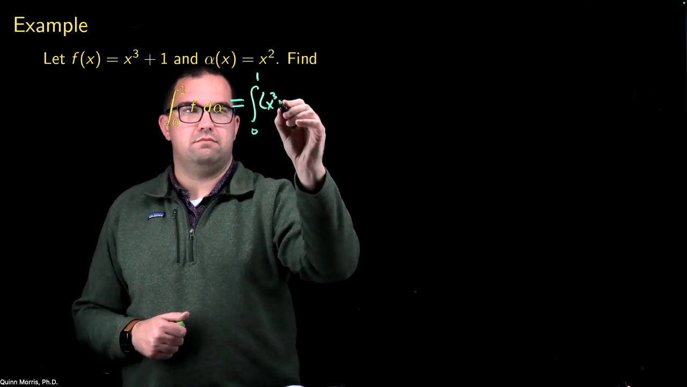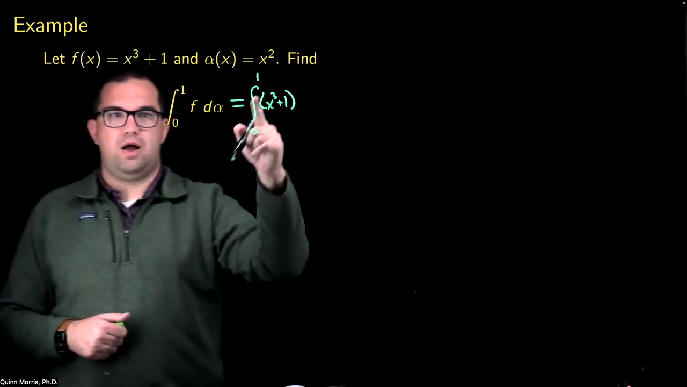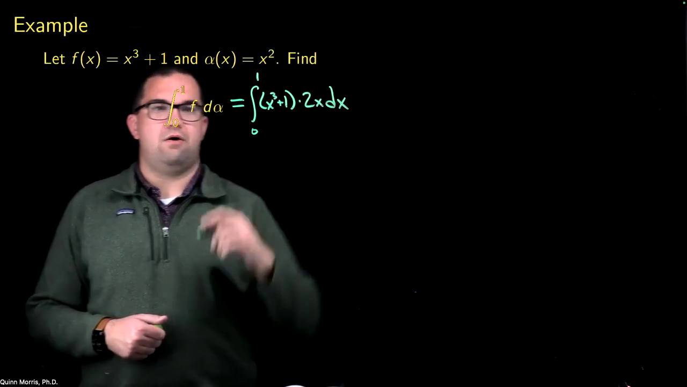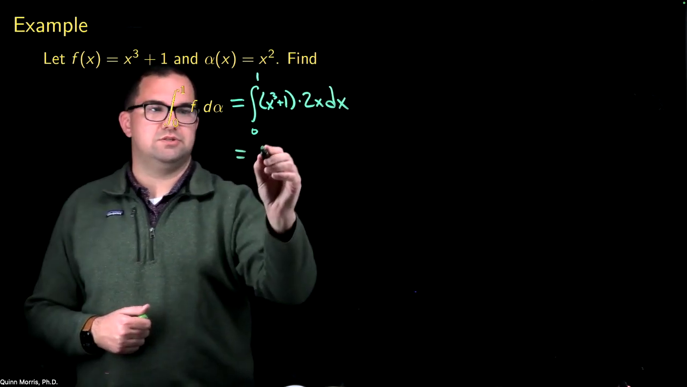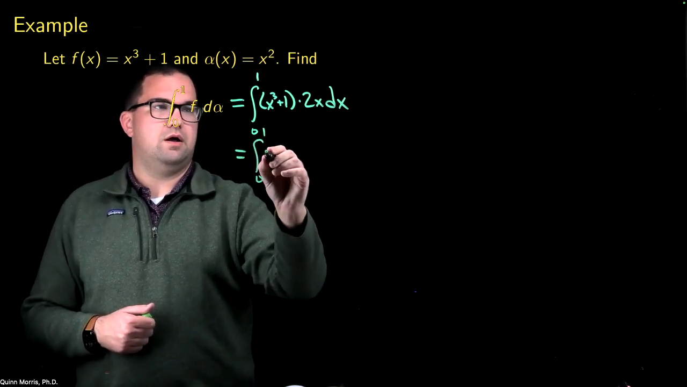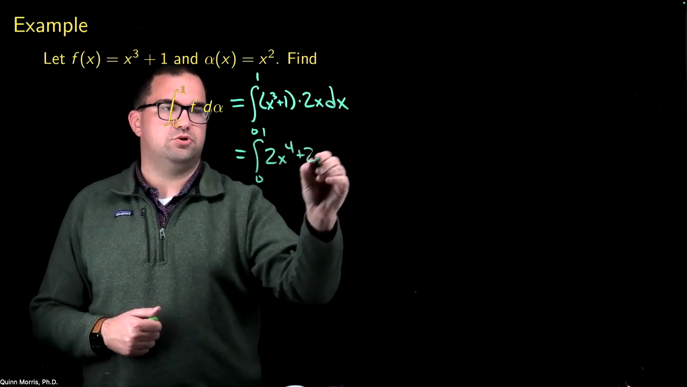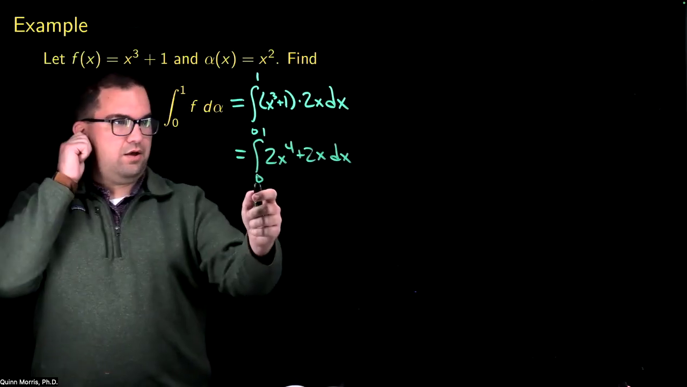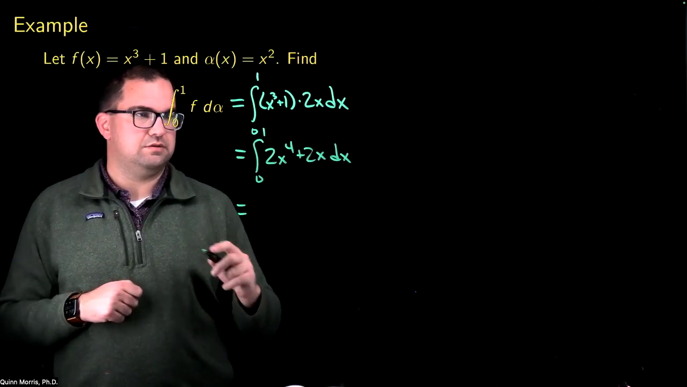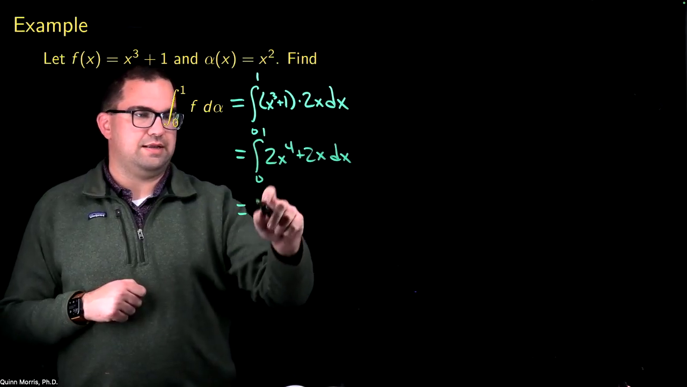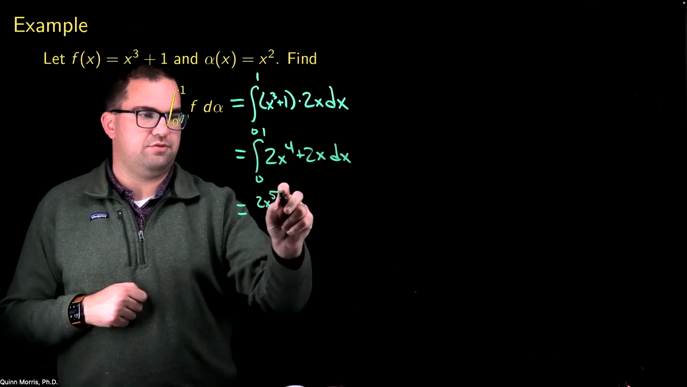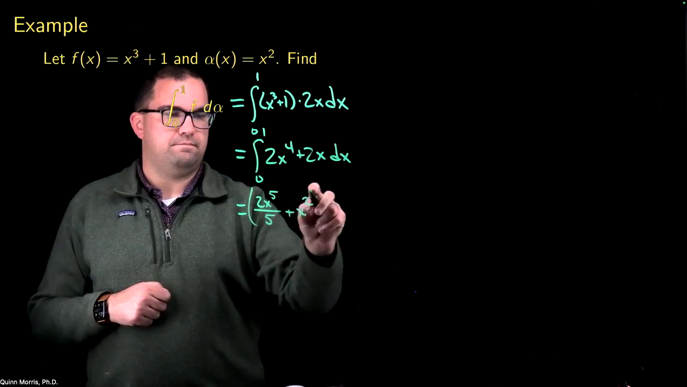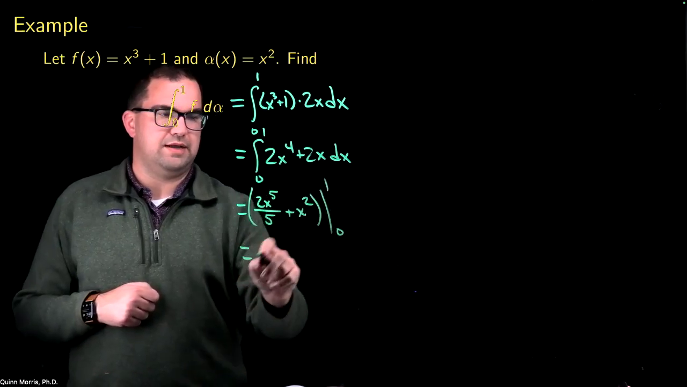So my new theorem tells me that this is precisely the integral from 0 to 1 of f times alpha prime. If my alpha of x is x squared, alpha prime is going to be 2x. And now I can just compute this as a Riemann integral. So this is the integral from 0 to 1 of 2x to the fourth plus 2x dx. Now if I take an antiderivative, this is 2x to the fifth over 5 plus x squared, evaluated at 1 and 0, and take a difference.